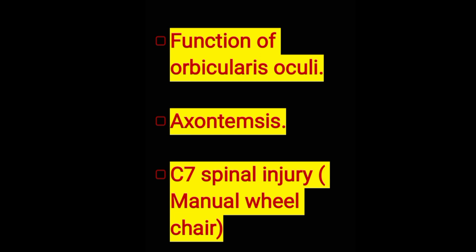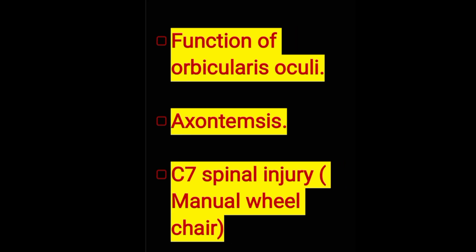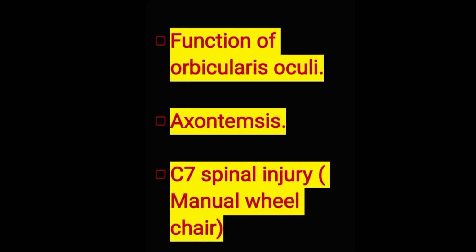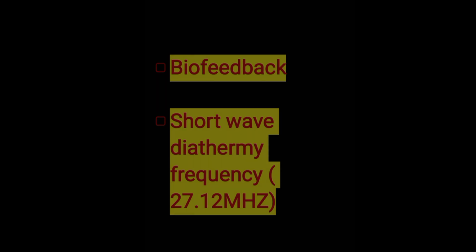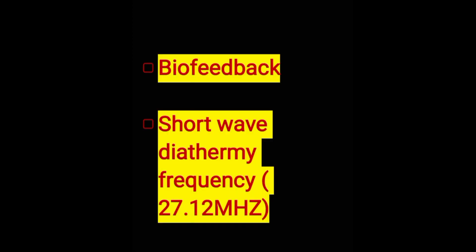C7 spinal injury. For C7 spinal injury patients, manual wheelchairs are used. About biofeedback, MCQs from electrotherapy, shortwave diathermy frequency. What is the frequency of shortwave diathermy? That is 27.12 megahertz. So that's all for today.